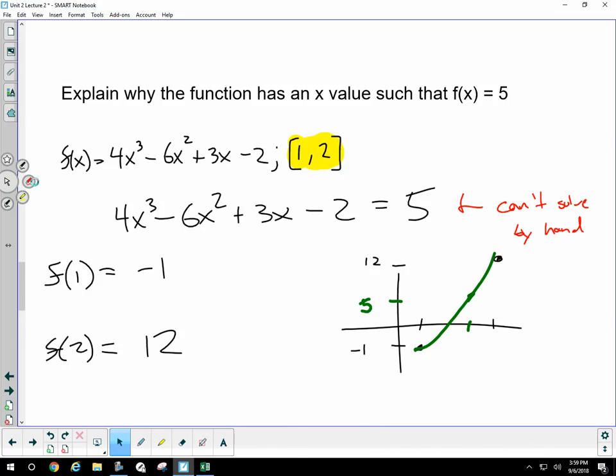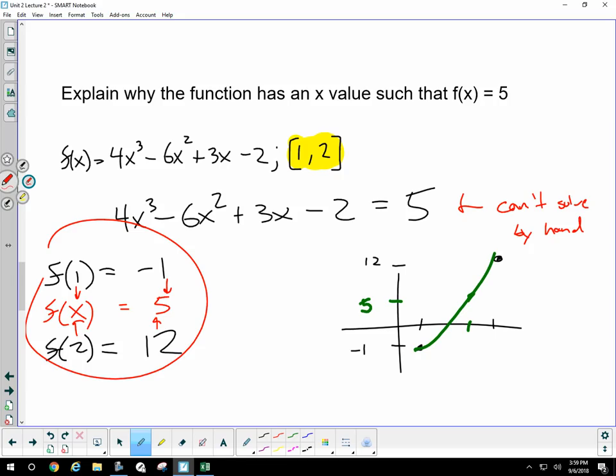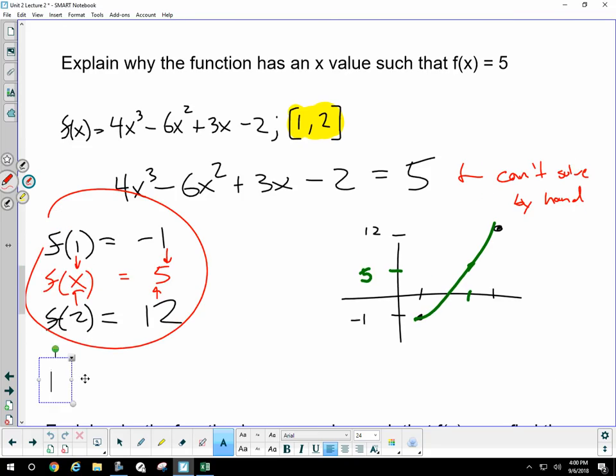There must be some x value between 1 and 2 such that f of x, when I plug in that x value, gives us 5, because 5 ends up being between 12 and negative 1. We probably should be comfortable writing a statement that explains this right here. And the statement must include a discussion about the continuity of the function. So you'd say, like, since f of x is continuous, you'd probably repeat the points that you found. F of 1 is negative 1. F of 2 is 12.